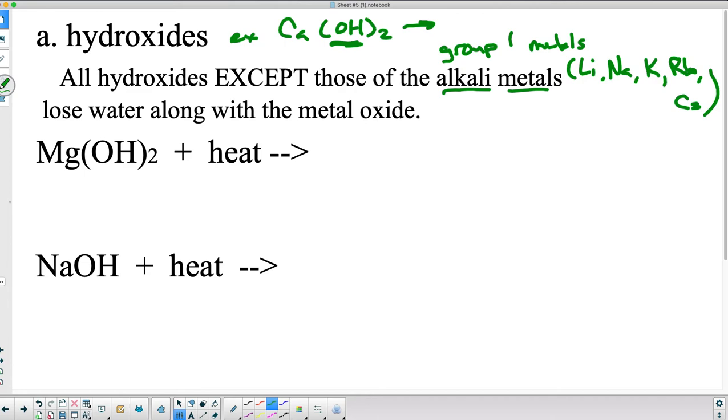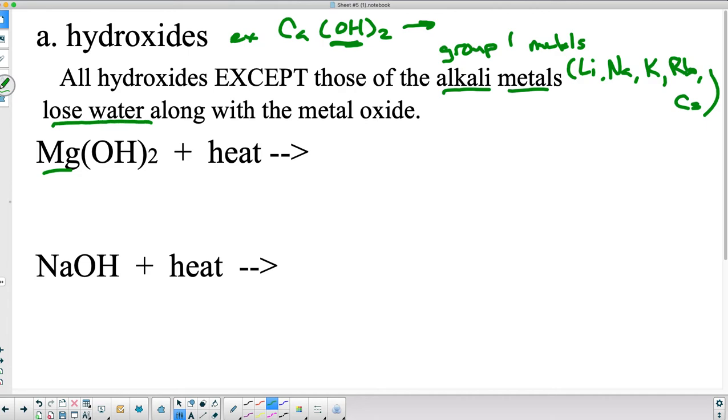I think there's something like less than 1 gram of francium on the Earth. So it's very, very, very rare. So group 1 metals: lithium, sodium, potassium, rubidium, and cesium. That's, of course, referring to group 1 from the periodic table. So magnesium is not a group 1 metal. Okay, so we can continue to say that it loses water.